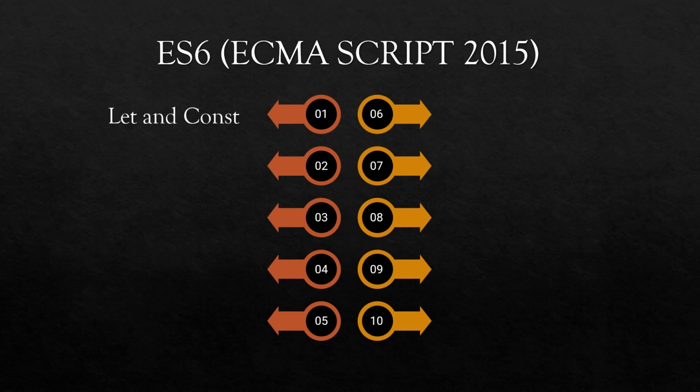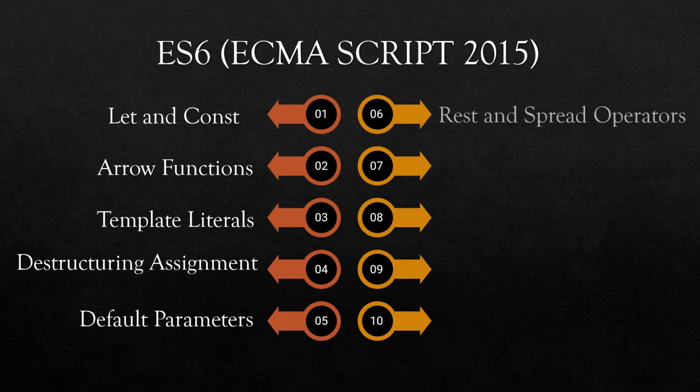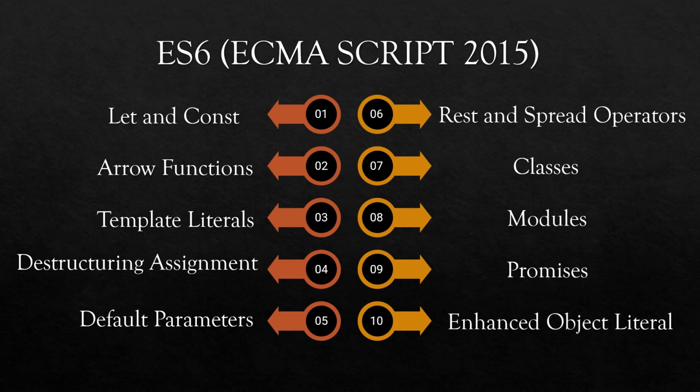First one is let and const. Second one is arrow functions. Third one is template literals. Fourth one is destructuring assignment. Fifth one is default parameters. Sixth one is rest and spread operators. Seventh one is classes. Eighth one is modules. Ninth one is promises. Tenth one is enhanced object literals. These are the 10 key concepts we are learning right now.